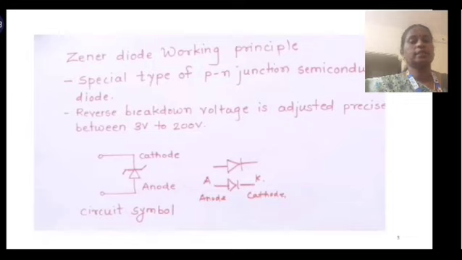And here you can see the symbolic difference between a semiconductor diode and a Zener diode. The cathode shape alone is changed. In a semiconductor diode, the cathode is a straight line, and in a Zener diode, the cathode is Z shaped. So this is the symbolic difference between the semiconductor diode and the Zener diode.